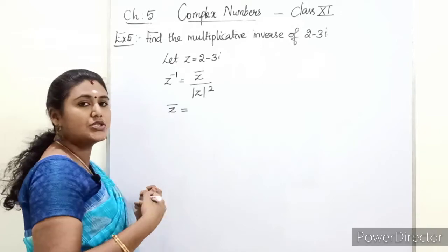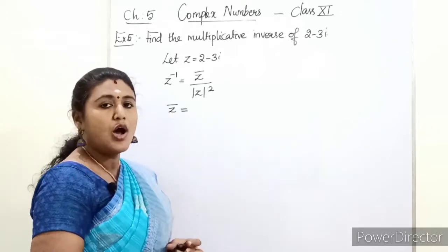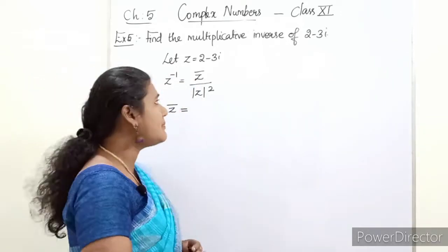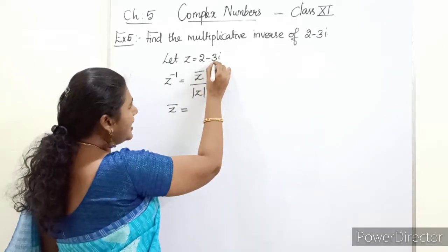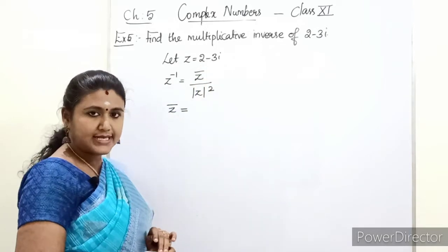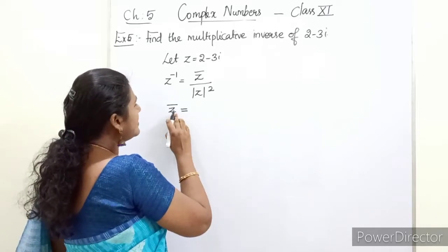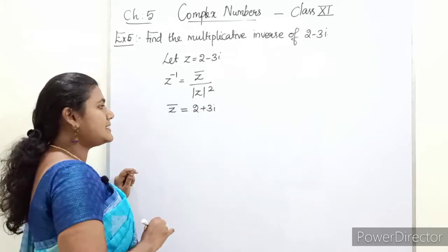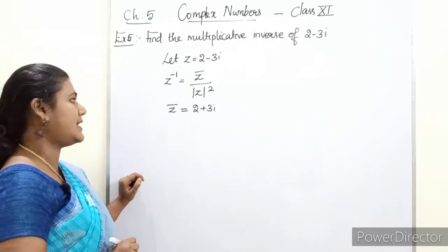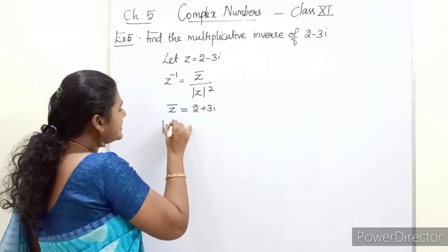Z bar is the conjugate of a complex number. How can we find out the conjugate? By changing the sign of the imaginary part. So here the complex number is 2 minus 3i, so its conjugate is 2 plus 3i. So conjugate z bar is equal to 2 plus 3i, and mod z the whole square.